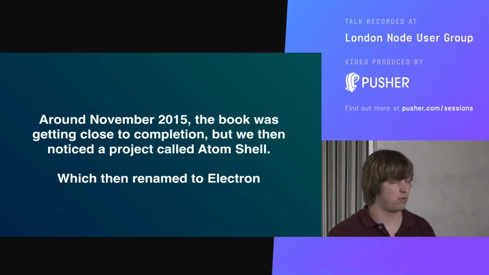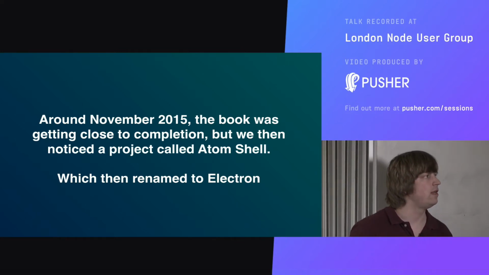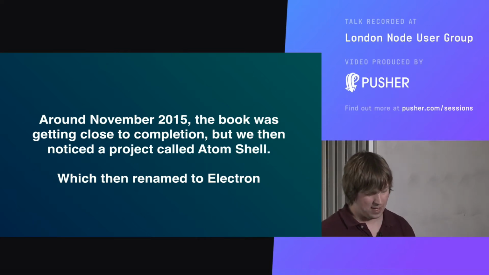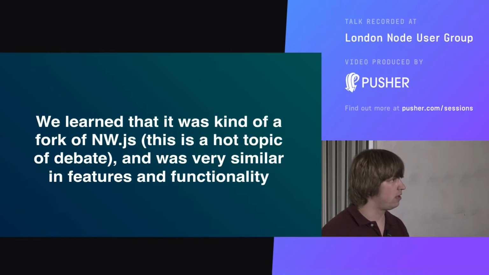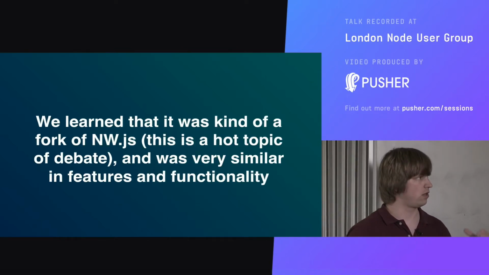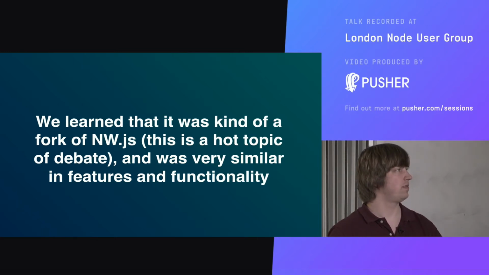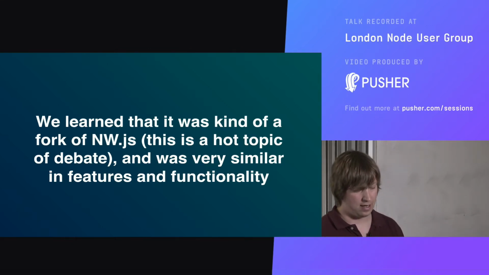And we came across a project called Atom Shell, and it turned out that Atom Shell would become Electron. When we started to dig into it, we realized that actually it was kind of like a fork of Node.js. It turned out the guy who wrote it had worked on NW.js with Roger Wang, Intel in China. He then left, joined GitHub, worked on Atom Shell, and that became Electron, and that's a huge juggernaut. It was very similar in terms of its features and its functionality.